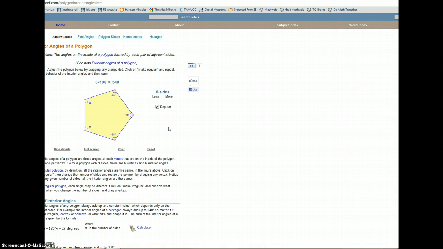Here we have a pentagon. In fact, it's a regular pentagon. Notice that each interior angle measures the same, 108 degrees. I'll click off the regular check to see another pentagon.